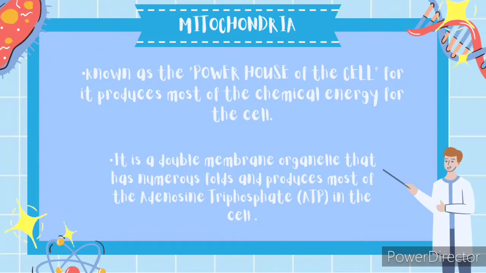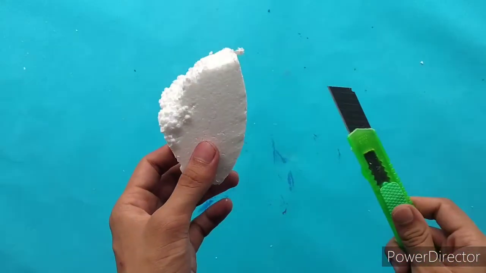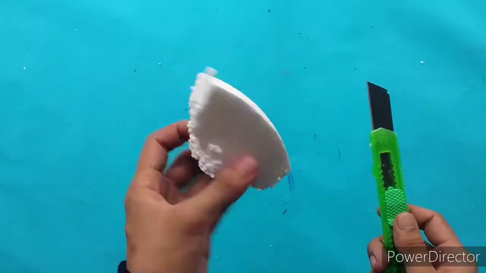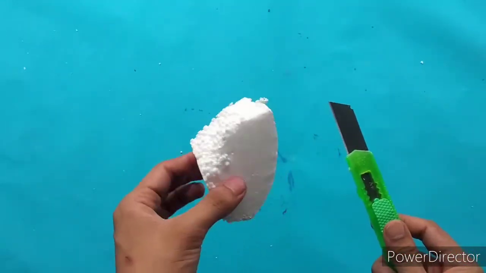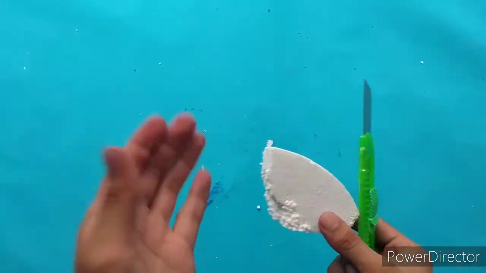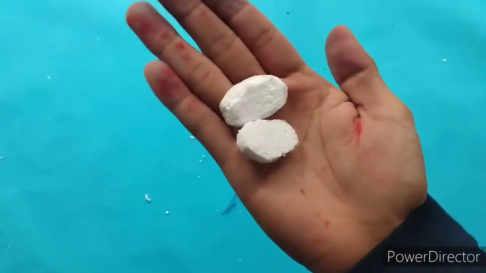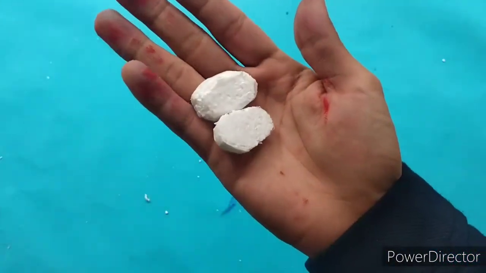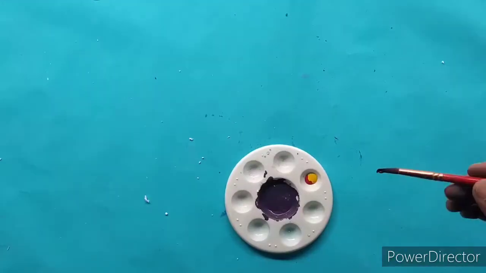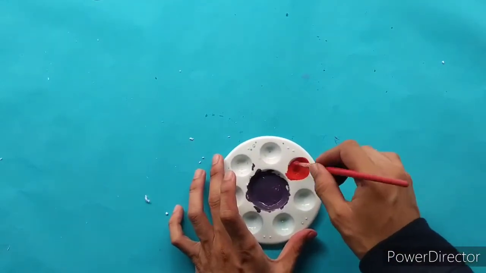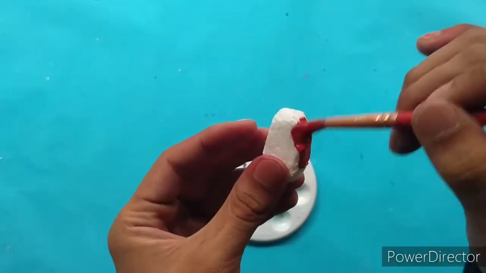Mitochondria, known as the powerhouse of the cell, produces most of the chemical energy for the cell. It is a double membrane organelle that has numerous folds and produces most of the ATP in the cell. For the mitochondria, we'll be using an excess styrofoam from the large styrofoam we used earlier. So using your cutter, cut it into shapes that resemble beans. Make sure that the top part is as flat as possible. So color it. I will be using the color orange for this part.